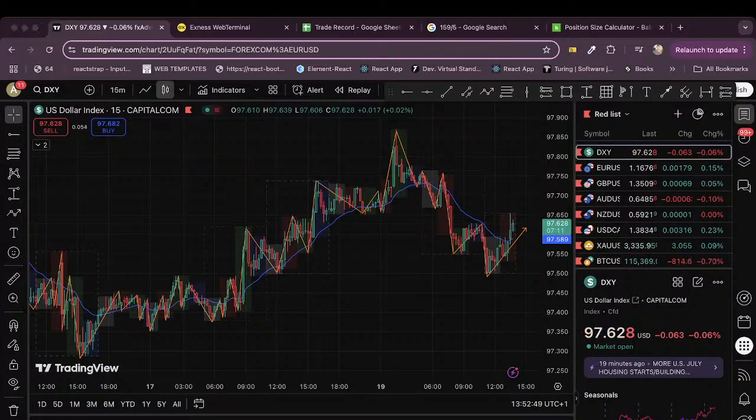Just in case you're wondering what time frame I'm using, as you can see, it is the 15-minute time frame. All right, so let's head back into it again and see the picture, or what we think price is currently doing.